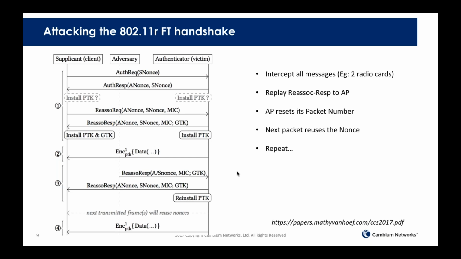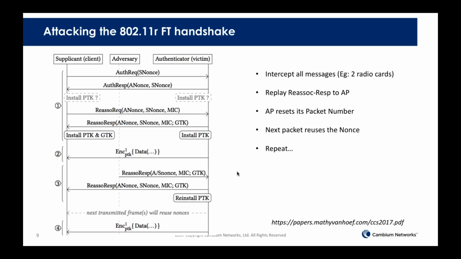And lastly, the 802.11r fast transition handshake. So in the case of 11R, when we saw the four-way handshake, we saw there were 4 packets first, 2 for authentication, 2 for association, and then the four-way handshake. That's a lot of packets to exchange each time a client roams from one AP to another.